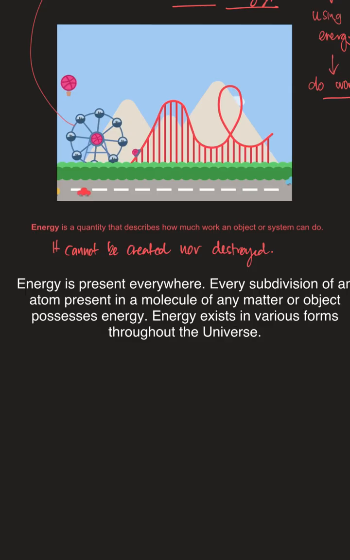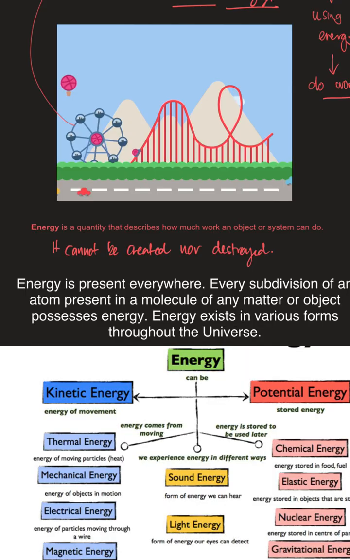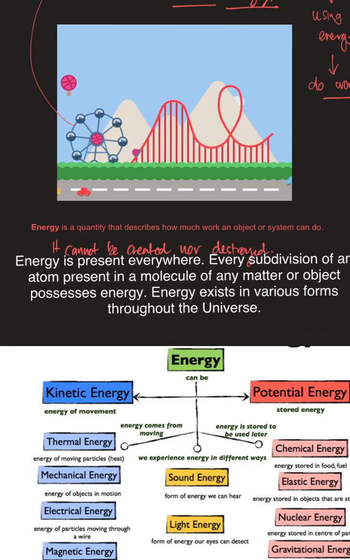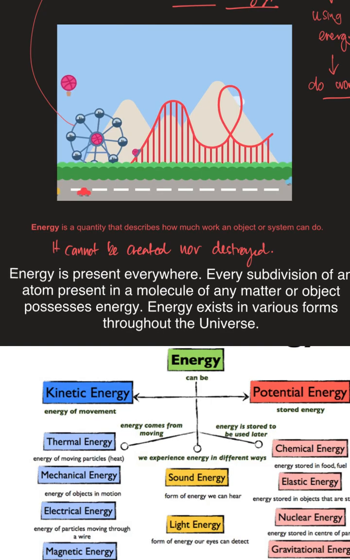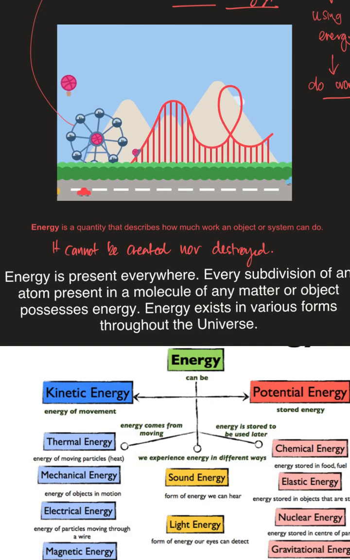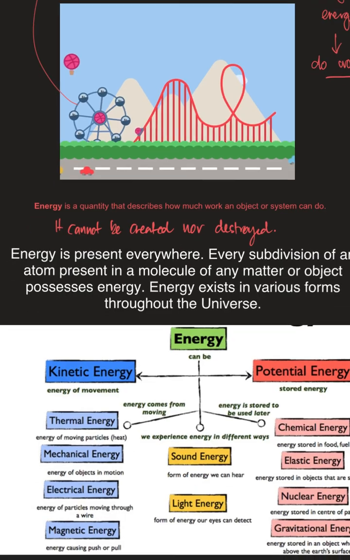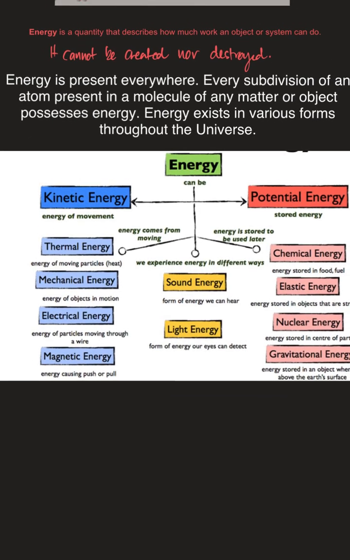There are different types of energies, and there are two types of energy that we're going to look at in quite a bit of detail, and that's kinetic energy, which is the energy of movement, and potential energy, which is stored energy. So they belong to two very specific categories. If I'm looking at kinetic energy, I've got thermal, mechanical, electrical, and magnetic. If I look at potential energy, I've got chemical, elastic, nuclear, and gravitational energy.